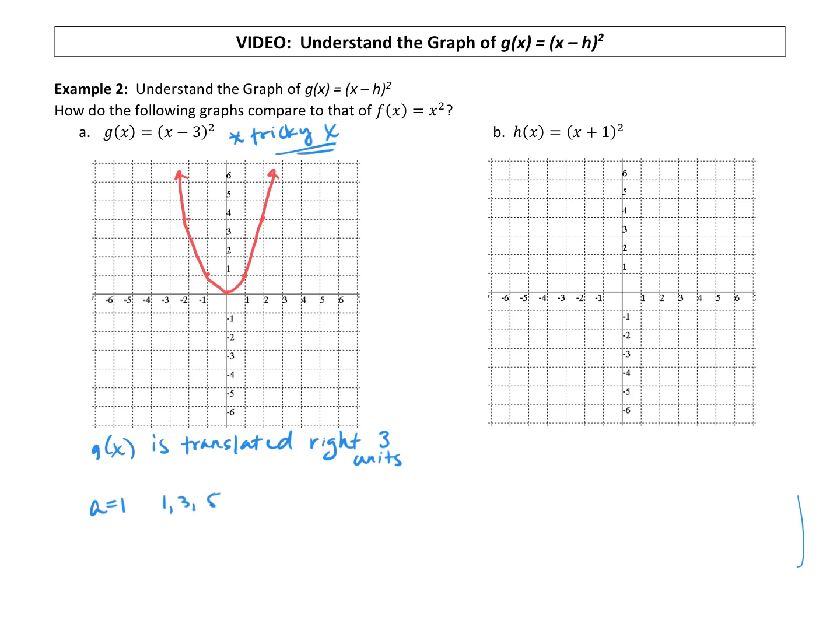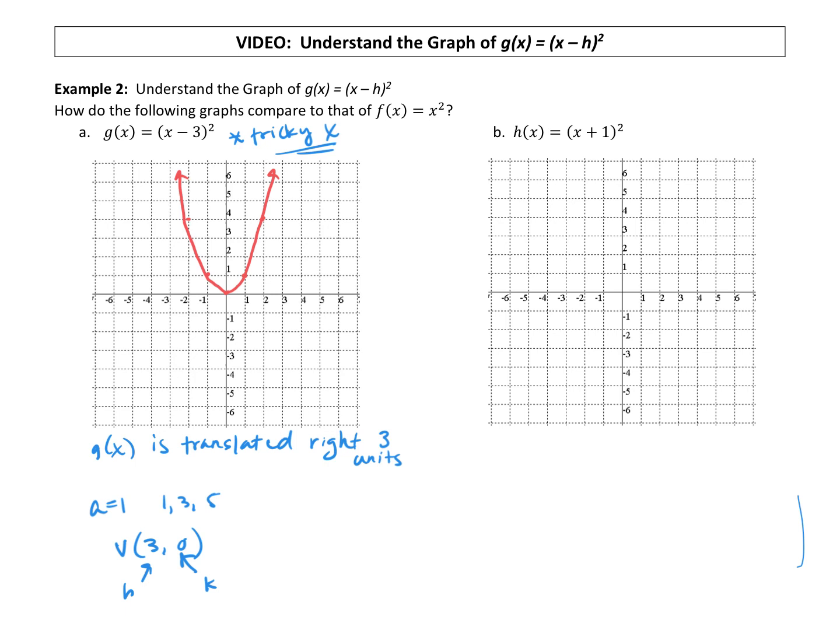Oh, and we didn't talk about our vertex, or I didn't write it down. If you're taking our parent function and you're just translating it to the right 3 units, 1, 2, 3, that's where your new vertex is. So it's going to be at 3, 0. So that 3 is our h value. That 0 is our k value from our vertex.